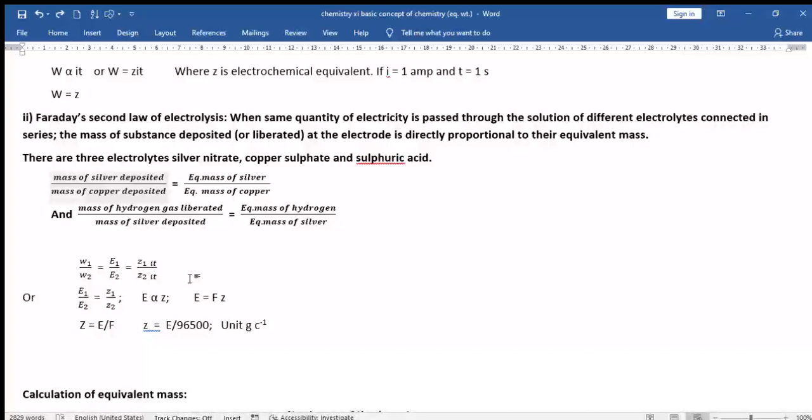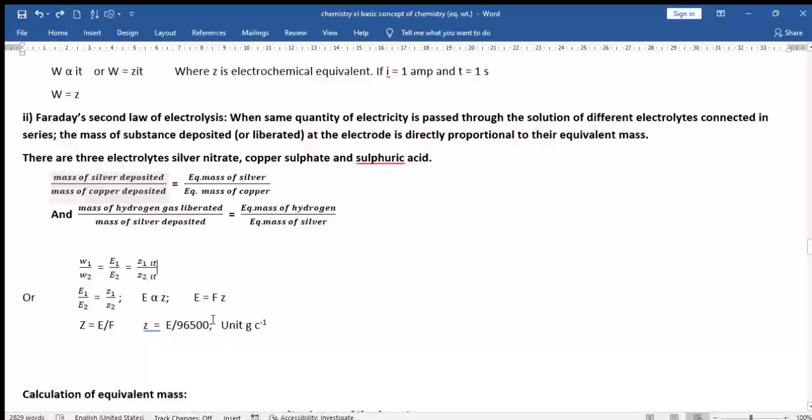As in the previous equation, we know that W is equal to ZIT. So in place of W, we can write Z1IT and Z2IT. So this equation we can also write as E1 by E2 is equal to Z1 by Z2. It means that the equivalent mass of any substance is directly proportional to its electrochemical equivalent. Or if we remove this proportionality sign, we have to put some constant.